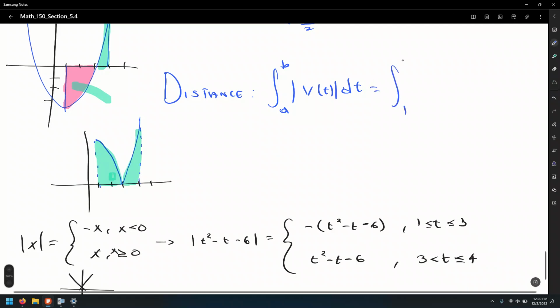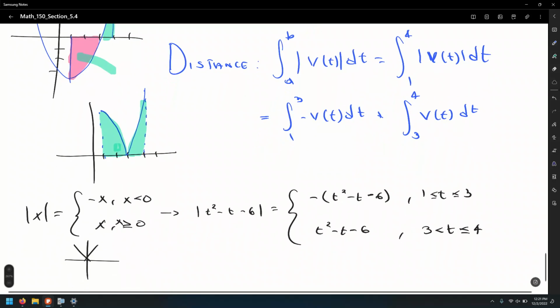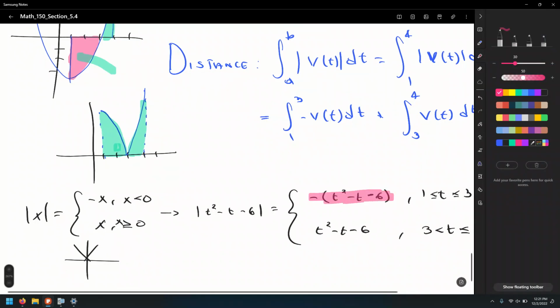That's going to be the integral from 1 to 4 of the absolute value of v of t. We still start with that. But in this case, we're going to split this integral into two integrals. That is, the integral of negative v of t dt, but we know that the negative part goes between 1 and 3, plus the integral of v of t, the positive part, which goes from 3 to 4. All right? And dt. Don't forget the dt. So in this case, red for the negative and green for the positive.